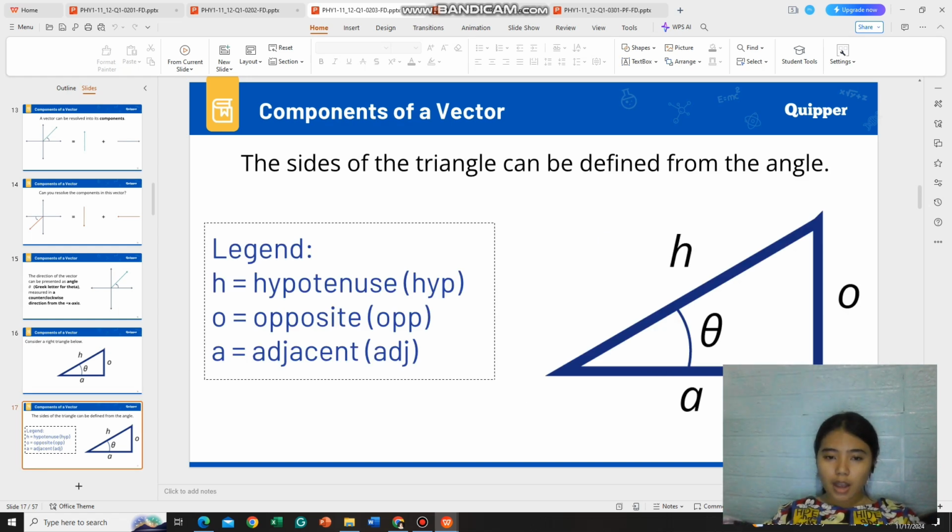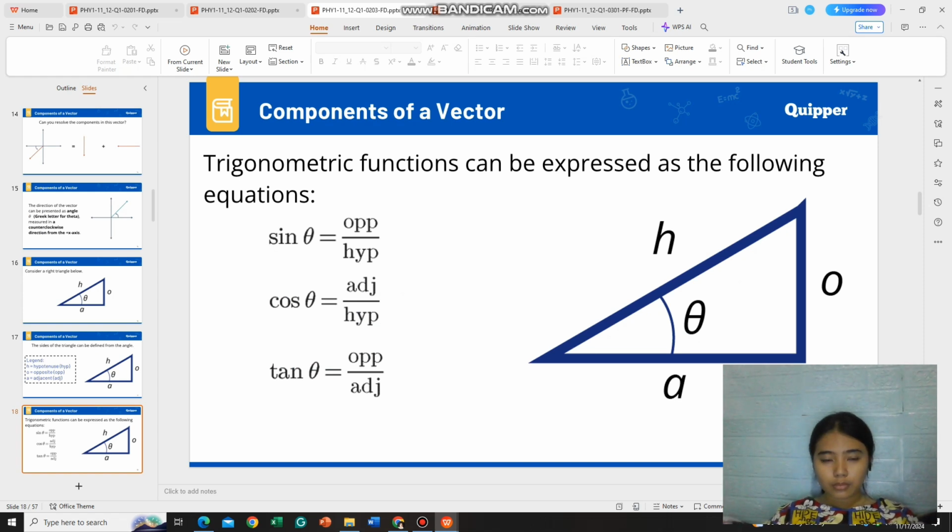For each right triangle below, what are the meanings of those letters? H, the upper part of the triangle, is the hypotenuse. Next is the opposite. Why is it opposite? Because it is opposite the angle. Adjacent is the bottom part, with A as its initial.